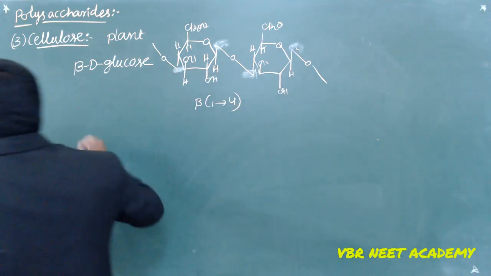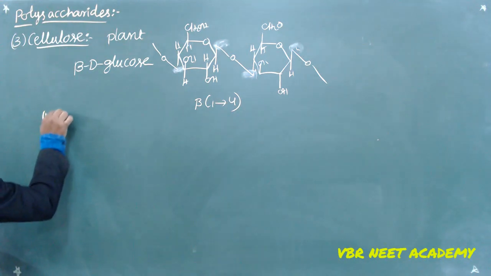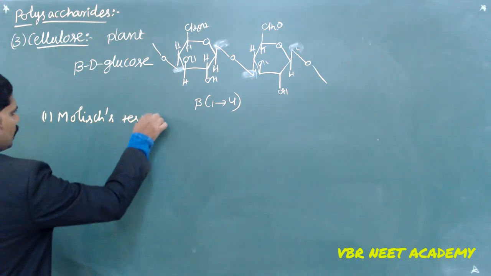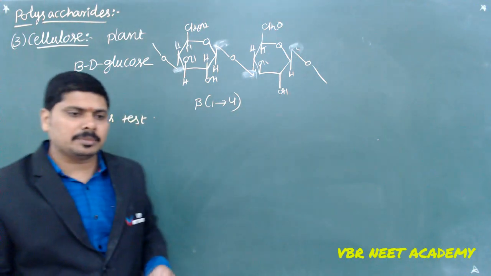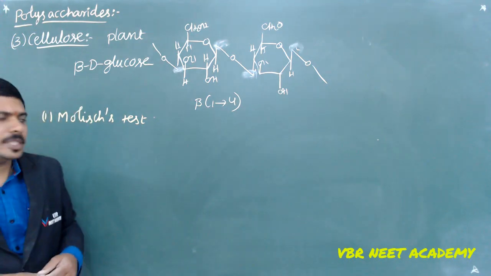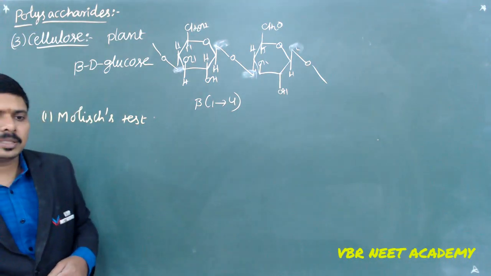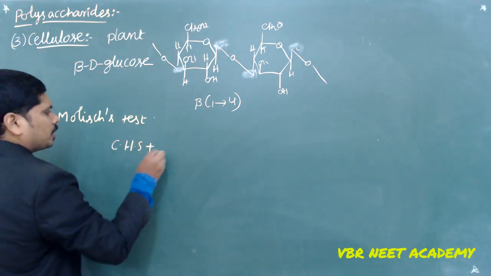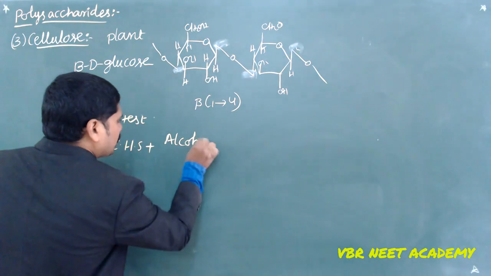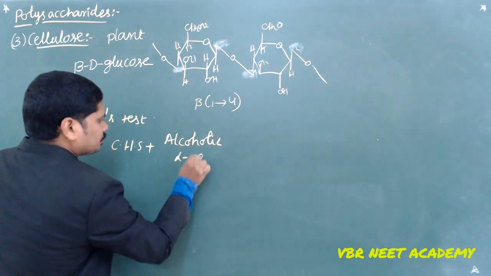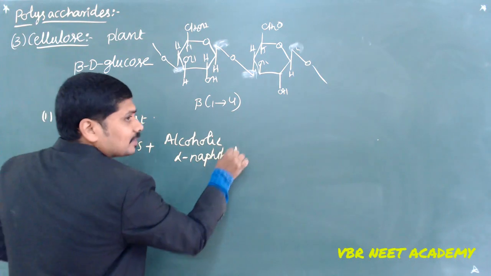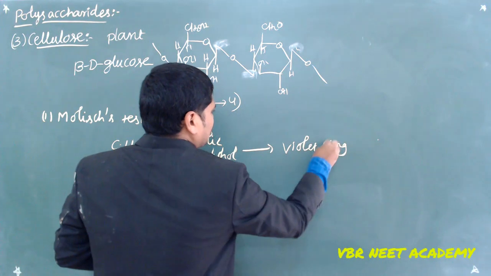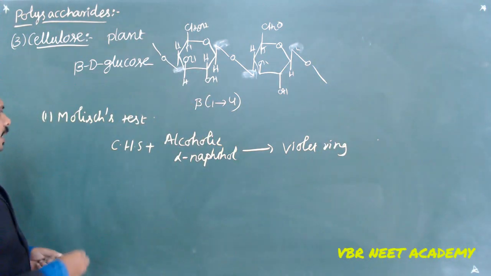Identification is done by Molisch's test. Practical knowledge of carbohydrates is that Molisch's test is the one which identifies carbohydrates. In this, we take the carbohydrate solution with alcoholic alpha naphthol, and we get a violet colored ring. So this is the identification of a carbohydrate.